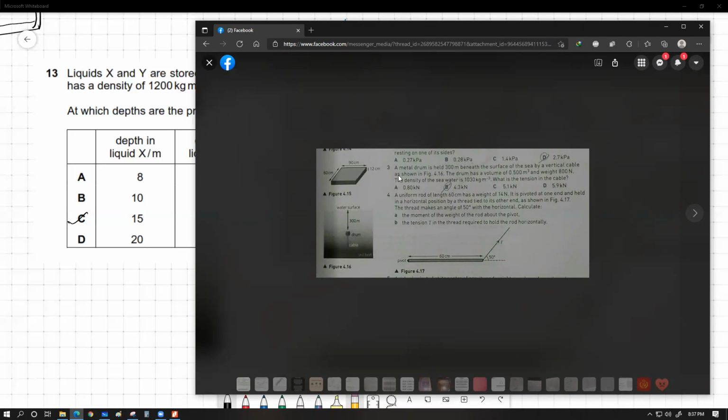Yes, I'm looking. A metal drum is held 300 meters beneath the surface of the sea by a vertical cable as shown in figure 4.16. Okay, we have the water surface 300 meters above, and we have a cable. The drum has a volume of 0.500 meter cube and a weight of 800 Newton. The density of the seawater is 1030 kg per meter cube. What is the tension in the cable? Now how will we do this?